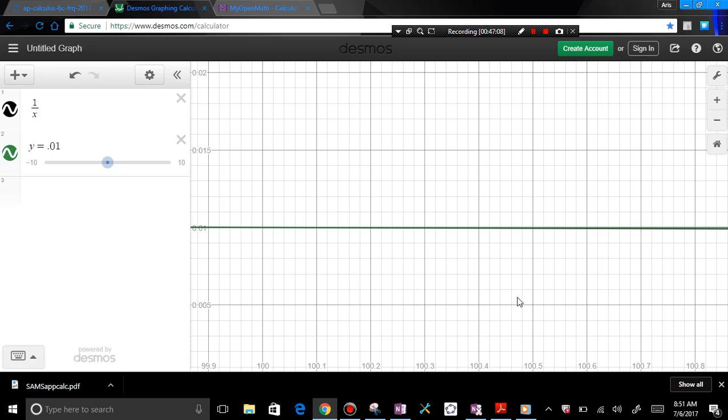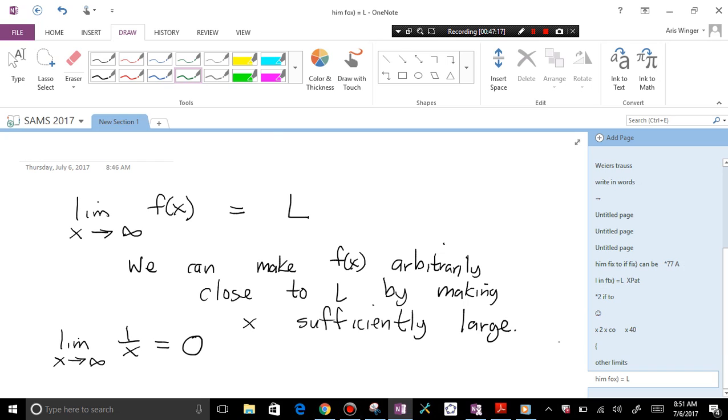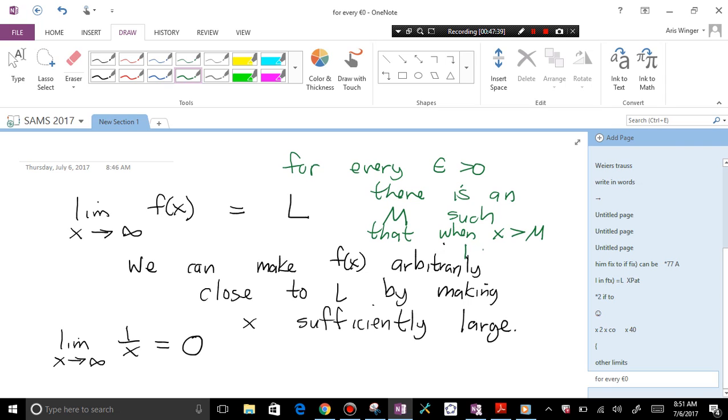For every epsilon that's given, she can find an x so that you're within epsilon of the number that she says, right? So for every epsilon greater than 0, there is an M that's large enough such that when x is bigger than that M, the distance from f to L is less than the number that she claimed was not possible. Right.